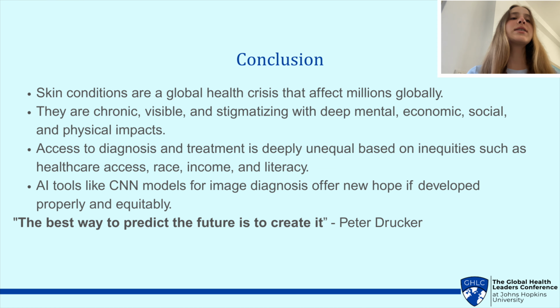To summarize, skin conditions are a global health crisis affecting millions. They are chronic and stigmatizing, therefore creating deep mental, economic, social, and physical impacts on patients. Access to diagnosis and treatment is very unequal based on the inequities underserved areas face. Nonprofits have been looking for ways to provide health literacy and financial and mental support. However, access and diagnosis remain issues. AI tools like CNN models for image diagnosis have incredible potential to improve health outcomes if developed in a way that is ethical and accurate.